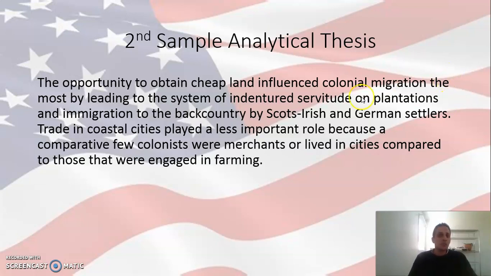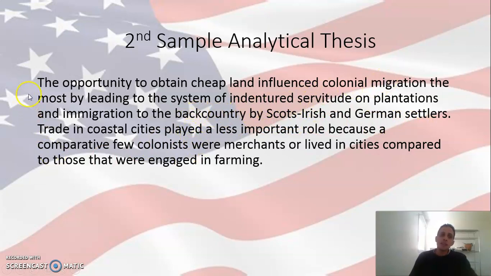So again, it has those components, right? It has what is the primary. So they're saying primarily it's cheap land, both through indentured servitude and then immigrants wanting to get land in the backcountry settlement. So they kind of break it down into two areas. That's the biggest reason, according to this person. Secondary is to participate in trade. And they give reasons why they think that's secondary, because most people are not engaged in trade, right? It has specifics with the Scots, Irish, and German immigrants, colonial migrants.